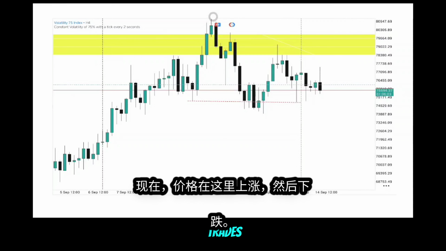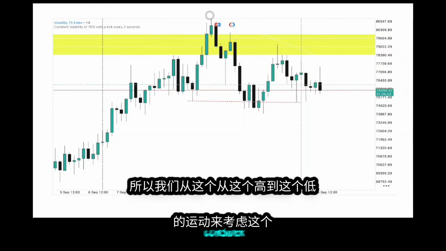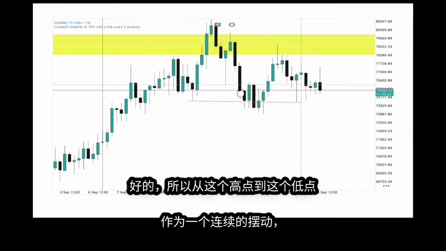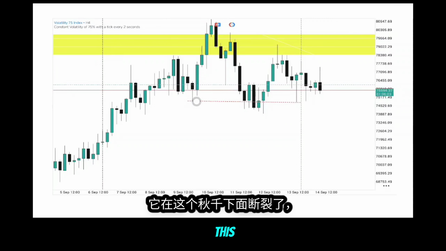Now price trades up here and then trades down. So we consider this movement from this high to this low as one continuous swing. Okay, so from this high to this low as one continuous swing. It breaks beneath this swing low in here, this protected swing low.